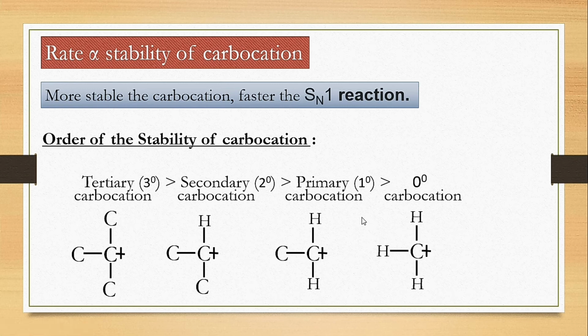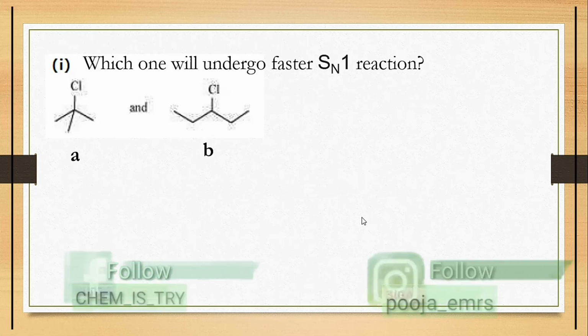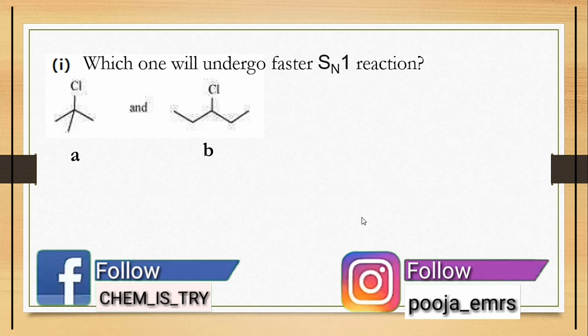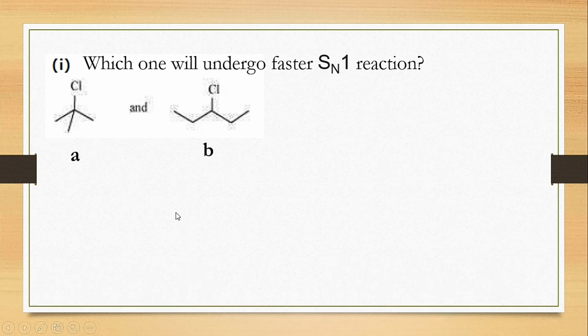Now let's solve one problem. Which one will undergo faster SN1 reaction? Here there are 2 structures. If we take the first one, you can see this is the center carbon, 3 methyl groups are attached, and this is the leaving group, that is a halogen. Now in the first step the halogen will leave, so the product will be this, right? So this is actually a 3 degree carbon atom, right?